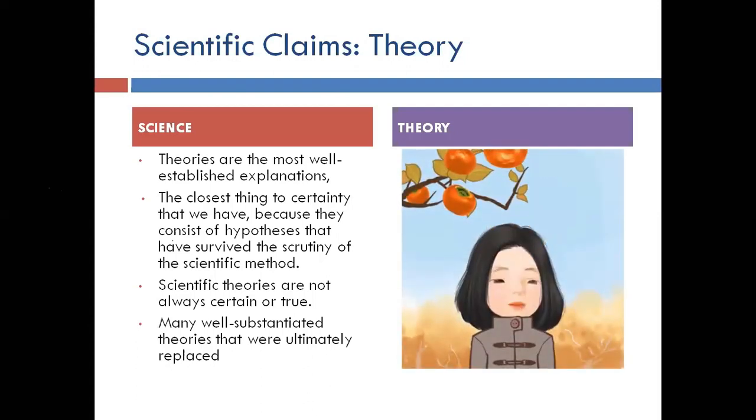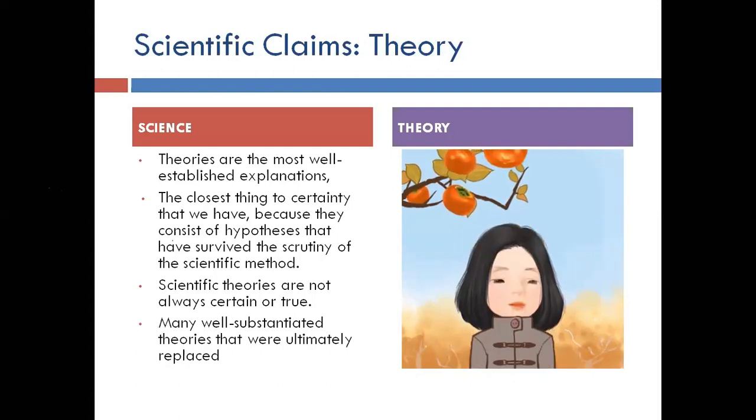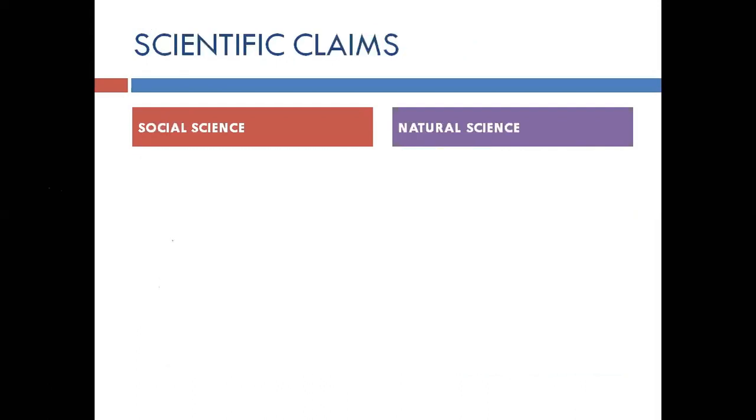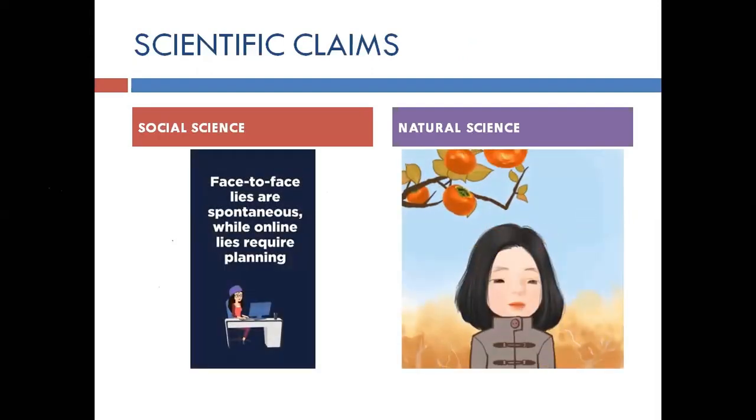The theory is quite certain, as good as certain. Well-established theories may actually replace it. In fact, Newtonian physics has been replaced by Einstein's physics. But when it was invented, it was a certain thing. It was very certain. Now here you are: the difference between social science and natural science.